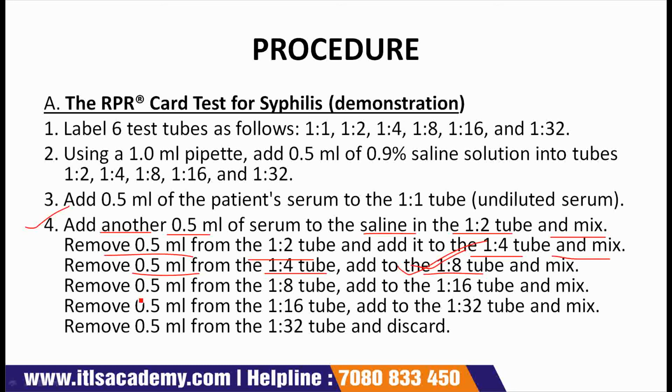So again remove 0.5 ml from the 1:8 tube and add to the 1:16 tube and mix. Then remove 0.5 ml from the 1:16 tube and add to the 1:32 tube and mix. And in the last, remove 0.5 ml from the 1:32 tube and discard it. This is not mixed in any of the tubes.